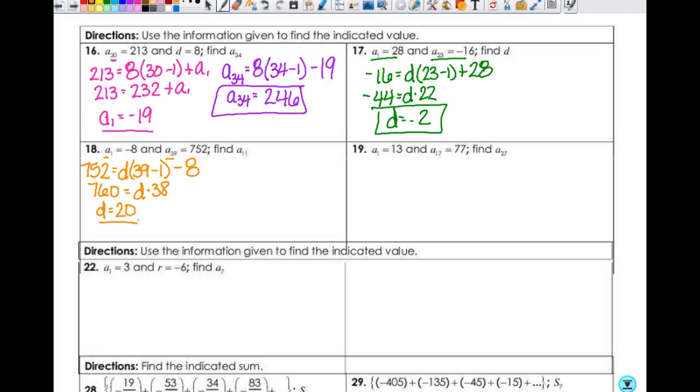So now that I have that, I can find A11. So A11 is equal to D, which is 20, times N, which is 11 minus 1, plus A1 or minus 8. So then A11 is equal to 192.